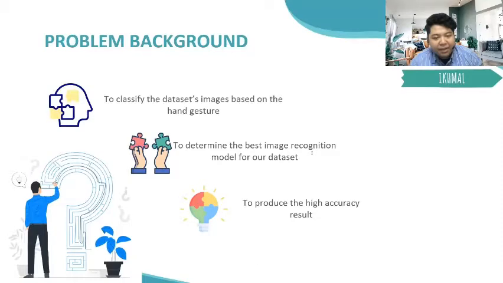Assalamualaikum and hi, my name is Muhammad Iqmal bin Japidin. I will be presenting the problem statement. As my teammate explained earlier, our research is about classifying hand gestures, whether it is rock, paper, or scissors. For the problem background, first is to classify the dataset images based on the hand gesture. Secondly, to determine the best image recognition model for our dataset. And lastly, to produce a high accuracy result.